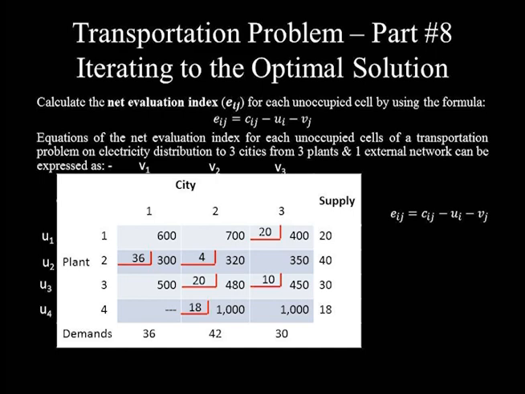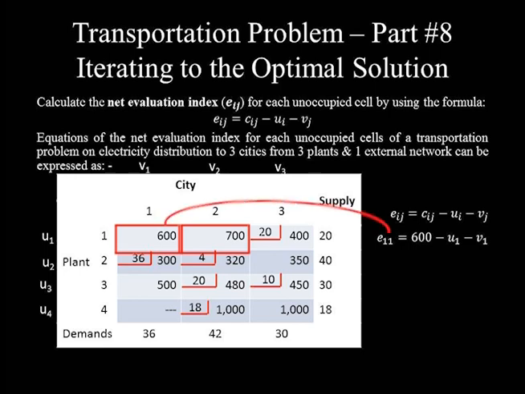Equations of the net evaluation index for the unoccupied cells of a transportation problem on electricity distribution to 3 cities from 3 plants and 1 external network can be expressed as follows. We have 2 unoccupied cells in row 1, so the equation of their net evaluation index can be expressed as E11 is equal to 600 minus U sub 1 minus V sub 1 for the cell at the intersection of row 1 and column 1, and E sub 12 is equal to 700 minus U sub 1 minus V sub 2 for the cell at the intersection of row 1 and column 2.